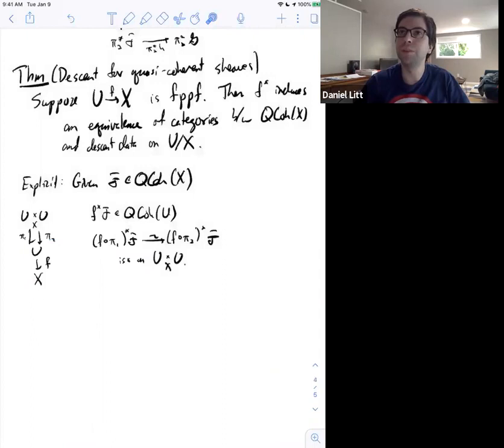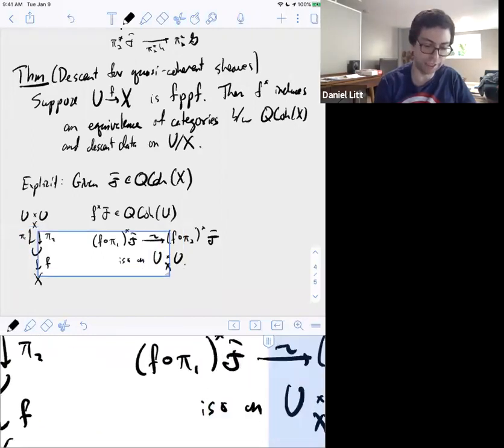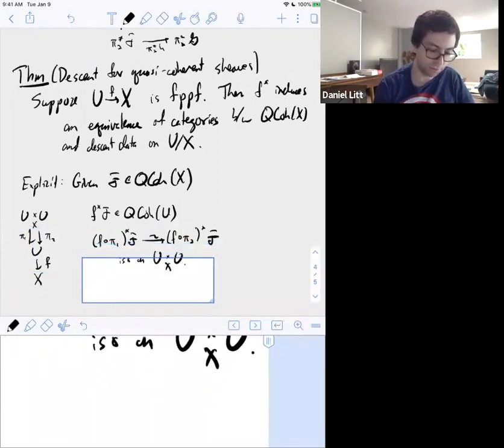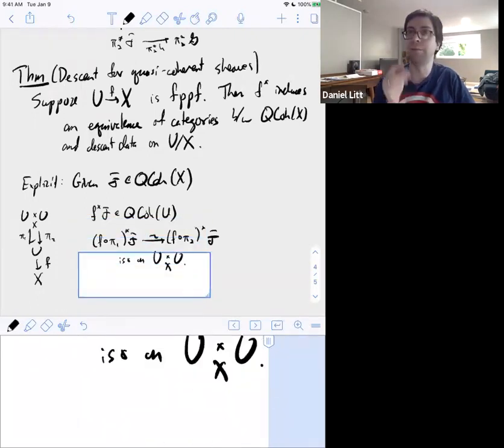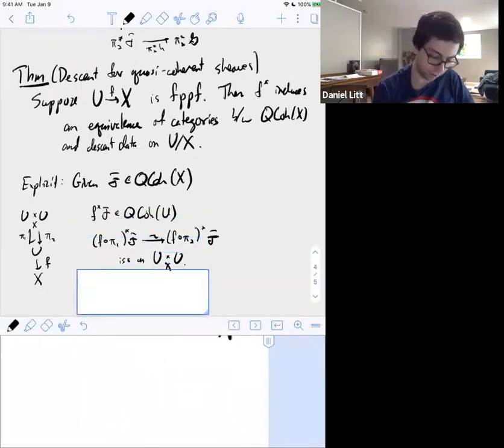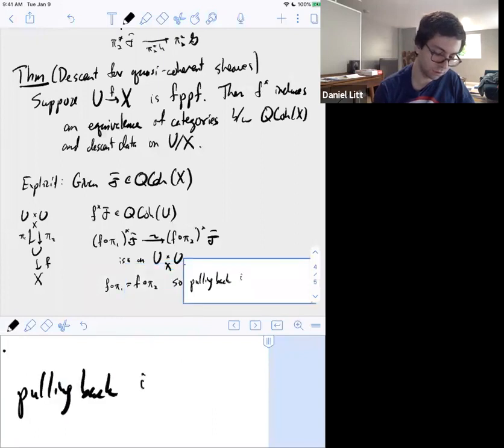Yeah. So Benjamin remarks that these two compositions are in fact equal. But yeah, so we're given that because there's a canonical isomorphism just given by pulling back the identity. So here, F composed with pi1 is actually equal to F composed with pi2. So pulling back the identity is an isomorphism.